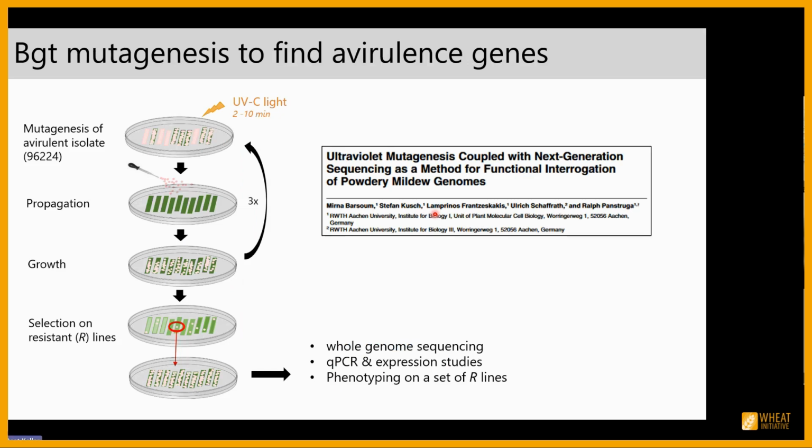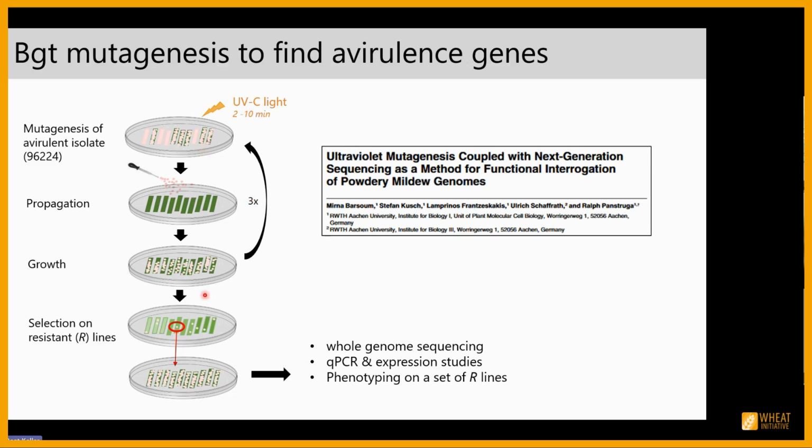Now, what I want to describe now is our work on mutagenesis of powdery mildew to find Avr genes. Because when we did all this work that I just described, we realized that it would be very good to have an additional method to identify Avr genes in addition to GWAS and map-based cloning approaches. And so we basically used a method which was described by Ralph Panstruga's group. It's based on UV mutagenesis.